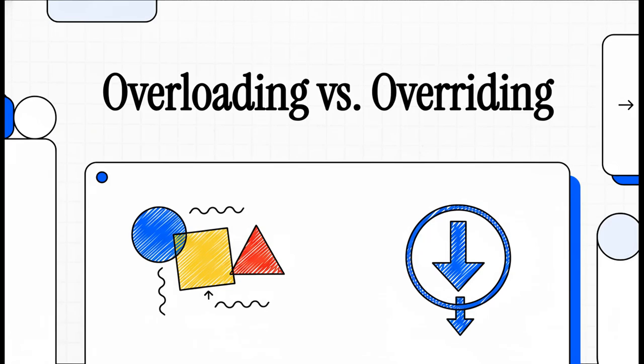Welcome to The Explainer. Today, we're going to tackle a core concept in programming that, let's be honest, trips a lot of people up, especially on exams: polymorphism. We're really going to lock down the difference between overloading and overriding.